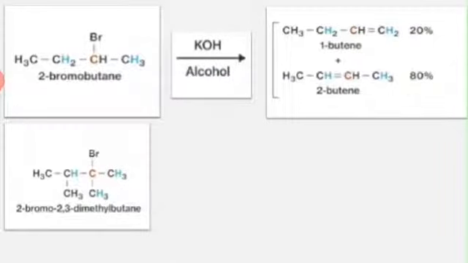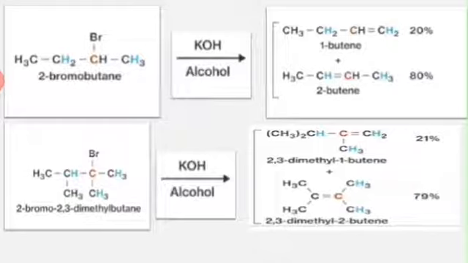Next, let us see orientation in the E2 mechanism reaction. For example, 2-bromobutane reacts with alcoholic KOH and isomeric products are formed, that is 1-butene and 2-butene. Also, 2-bromo-2,3-dimethylbutane, when it reacts with alcoholic KOH, that is potassium hydroxide, two products are formed, that is 2,3-dimethyl-1-butene and 2,3-dimethyl-2-butene.